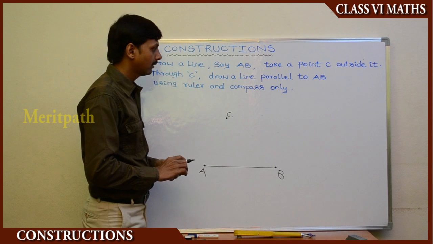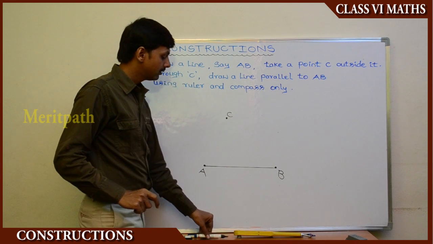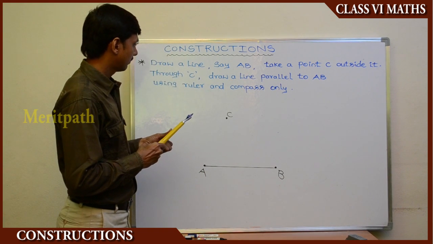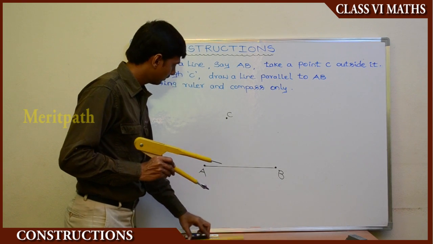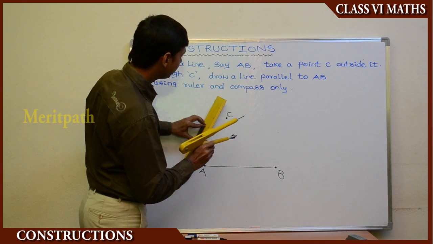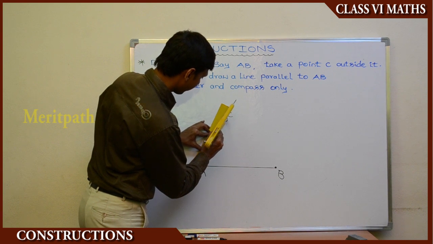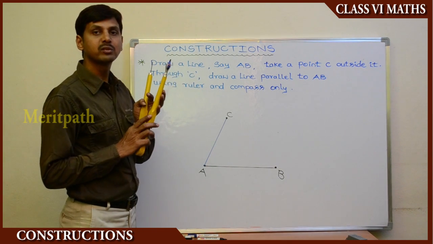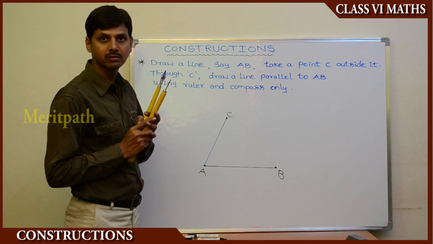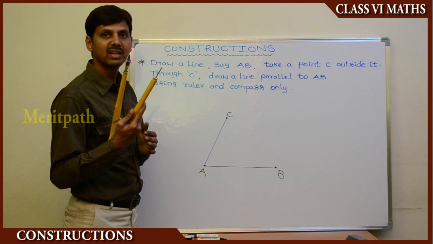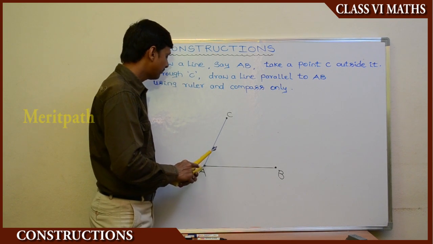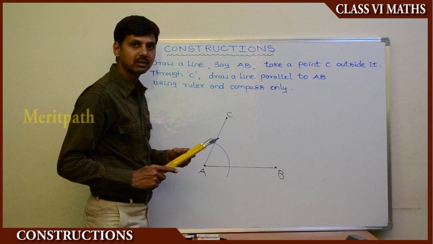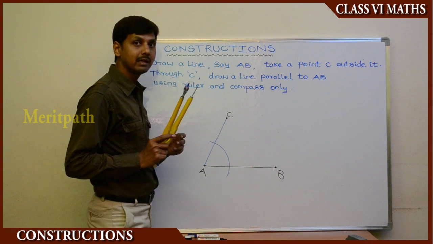So let's draw using only compass and scale. Let's use the compass. Join A and C. We have joined A and C. Now using the compass, let's take a convenient radius. We have taken some radius. So using the point A, cut these two sides. We have cut these two sides, so we made an arc here.